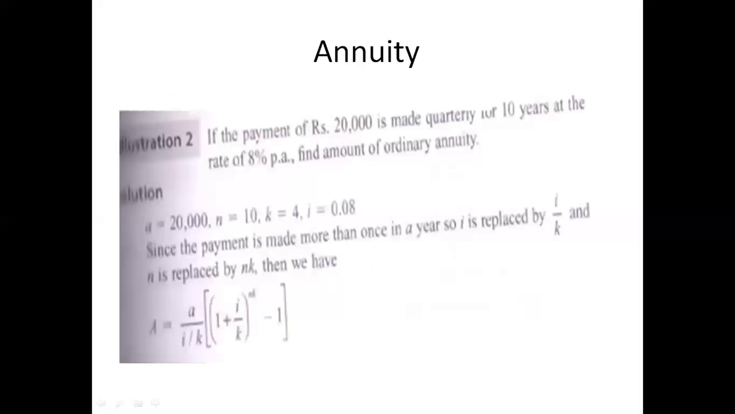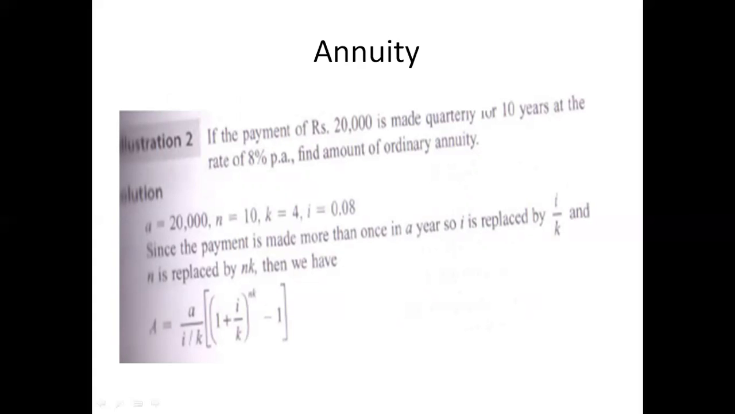Now the second question, which we also did yesterday. If a payment of rupees 20,000 is made quarterly for 10 years at the rate of 8% per annum, find the amount of the ordinary annuity. Now we have A equal to 20,000.